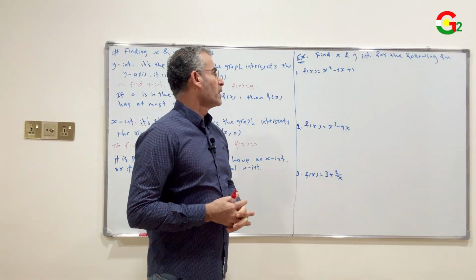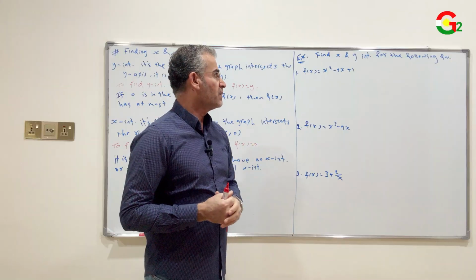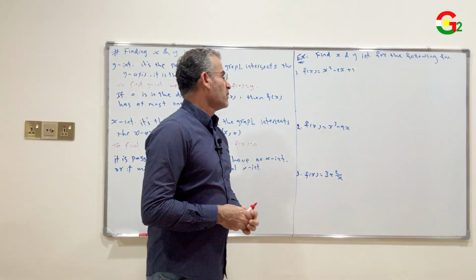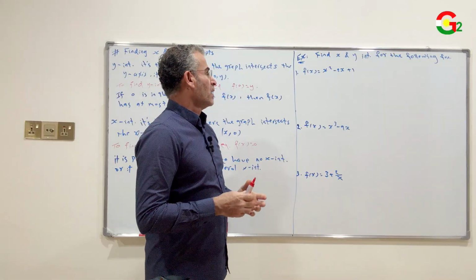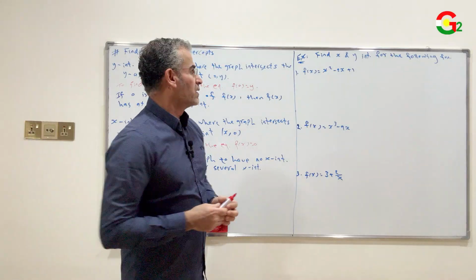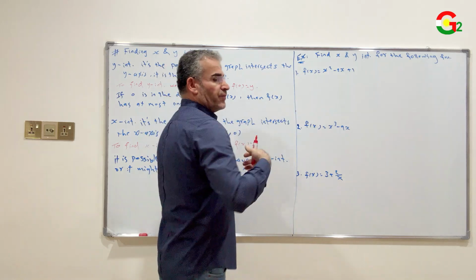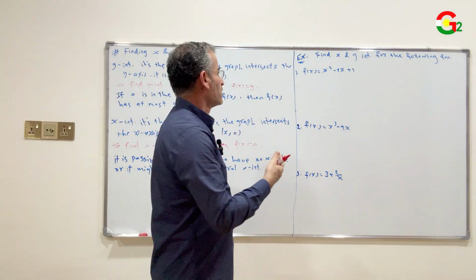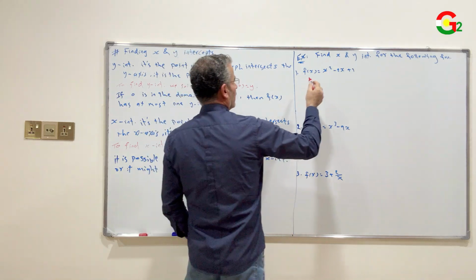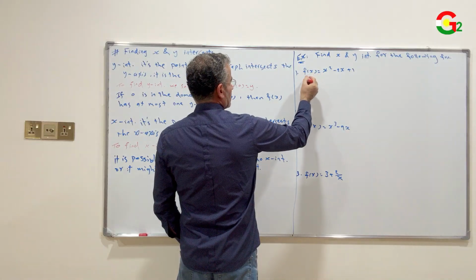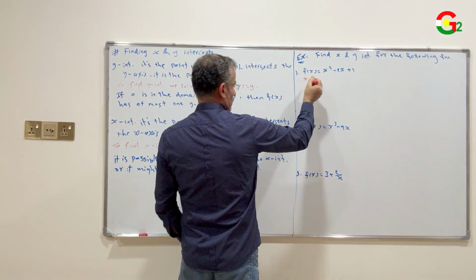Example: find x and y-intercepts for the following function. f(x) equals x power 2 minus 2x plus 1. Since the function is a polynomial of degree 2, 0 is in the domain of this function and the function has a y-intercept. To find the y-intercept, set x equals 0.